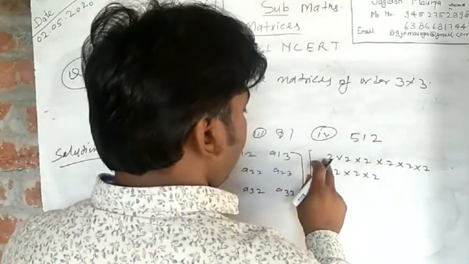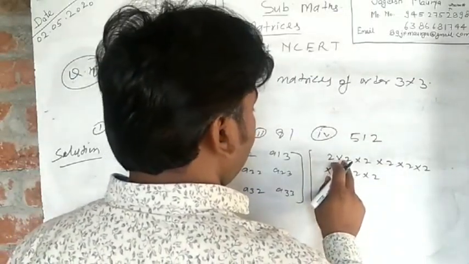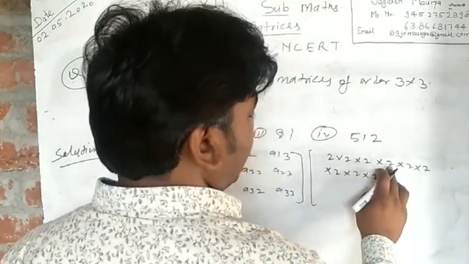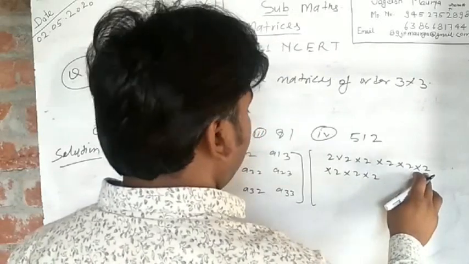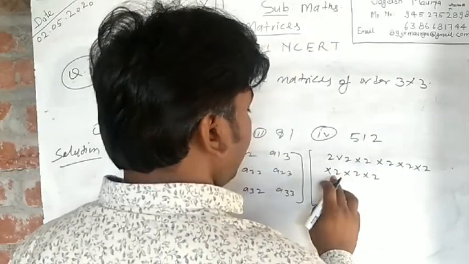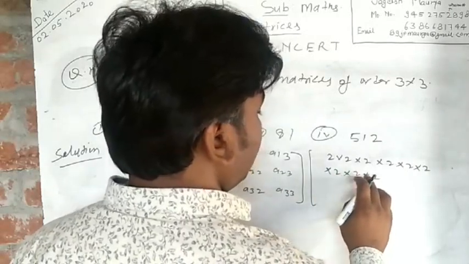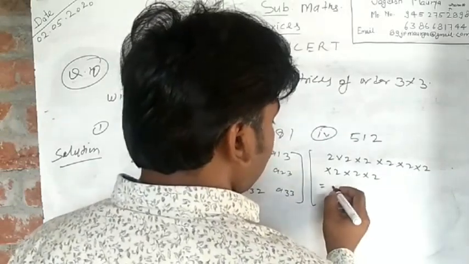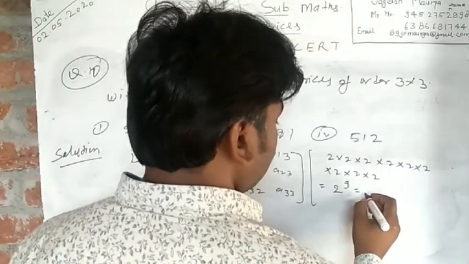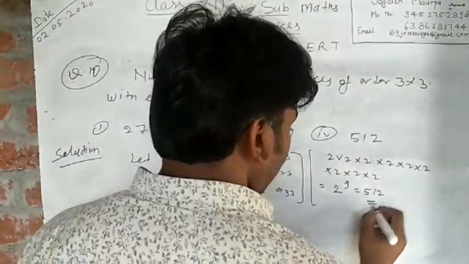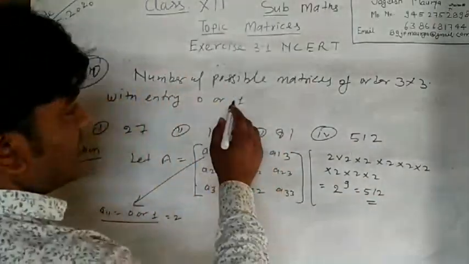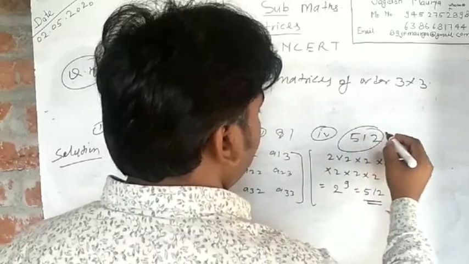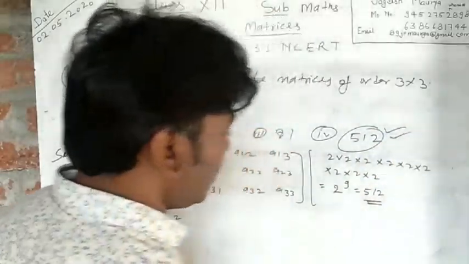This is choice for A11. This is choice for A12. This is choice for A13. This is choice for A21. This is for A22. This is for A23. This is for A31. This is for A32, and this is for A33. So total number of choices equal to 2 to the power 9. This will come 512. So number of possible matrices equal to 512. Here the 4th option is correct option.